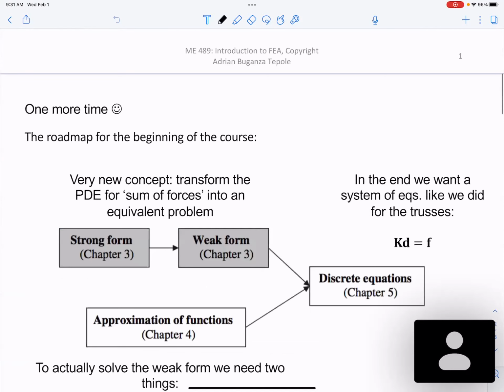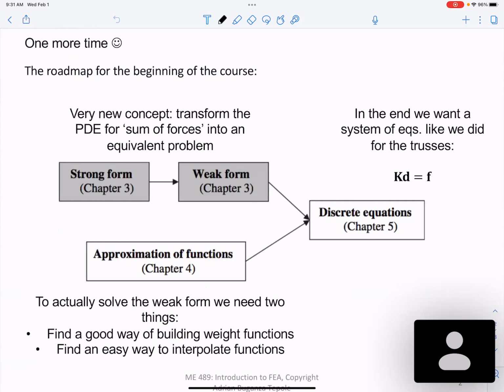Where are we and where are we going? Just one more time so that you know the big picture of the first few weeks, at least of the course, is we started with the endpoint, actually, with this KD equals F, because it was convenient to introduce the concept of having an element, doing the assembly process from an element equation to the global system of equations, and how to deal with boundary conditions. So we started by the end by this set of equations. Then we took a step back and then we did 1 week only of this very new concept of strong form to weak form. And again, the strong form is just your classical version of a PDE. And you can think of that as the PDE version of sum of forces equals 0. So that's what we did in week 2.